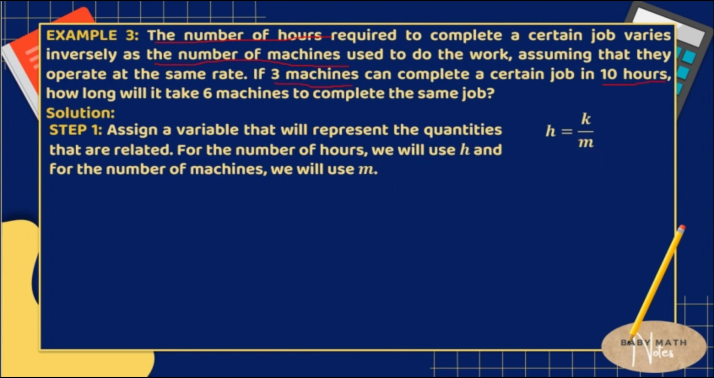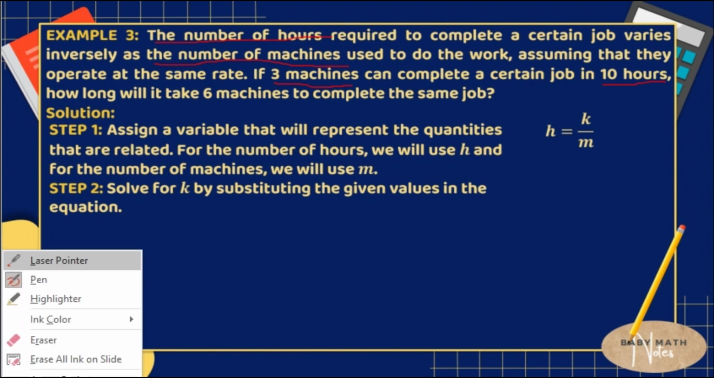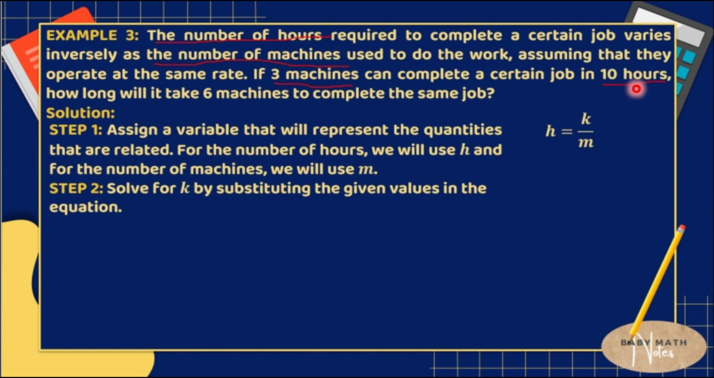So, step number 2. Solve for K by substituting the given values in the equation. Meron tayong 3 machines, and then meron tayong 10 hours. Kanino ba natin isa-substitute yung 3 machines natin? Kay H ba? Or kay M? Sabi sa step 1 natin, ang H natin ay si number of hours. So meaning, alin yung ilalagay natin kay H? Si 3 ba o si 10? Very good, si 10. And then si M natin, ilalagay natin yung 3. Since we use M for the number of machines.